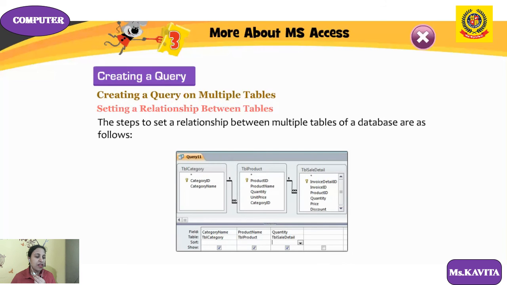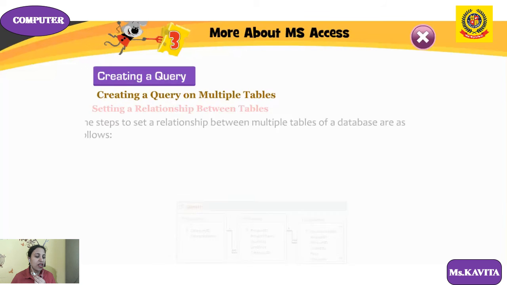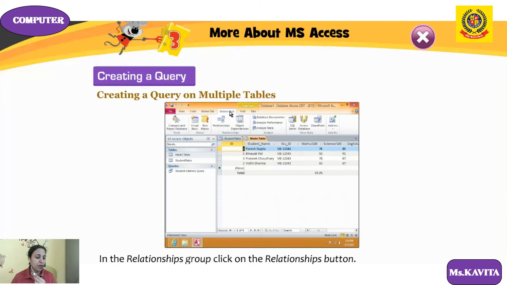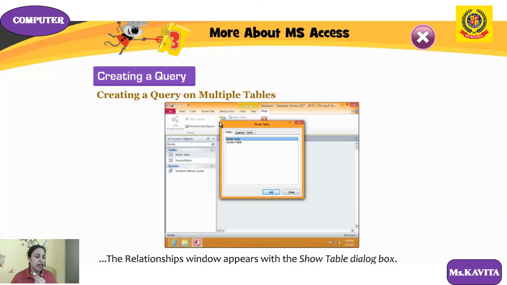The steps to set a relationship between multiple tables of a database are as follows. Open both the tables in the database window. Click on the Database Tools tab. In the Relationships group, click on the Relationships button. Now the Relationships window appears with the Show Table dialog box. In the Show Table dialog box, select a table and click on the Add button to add it to the Relationships window.